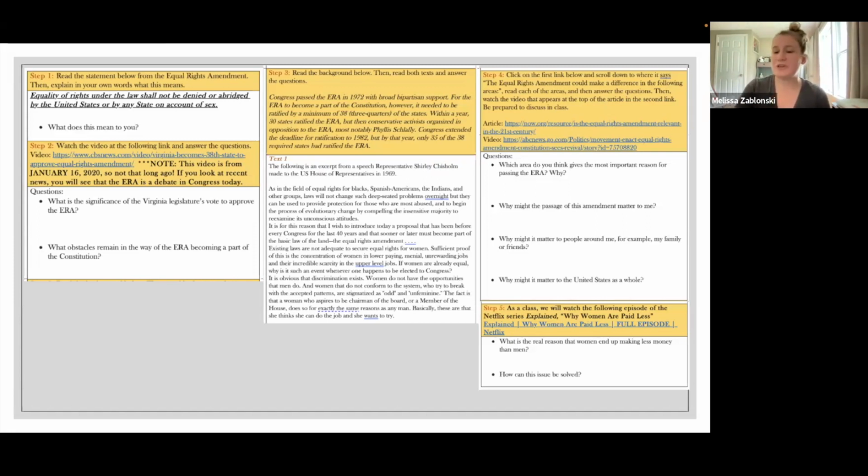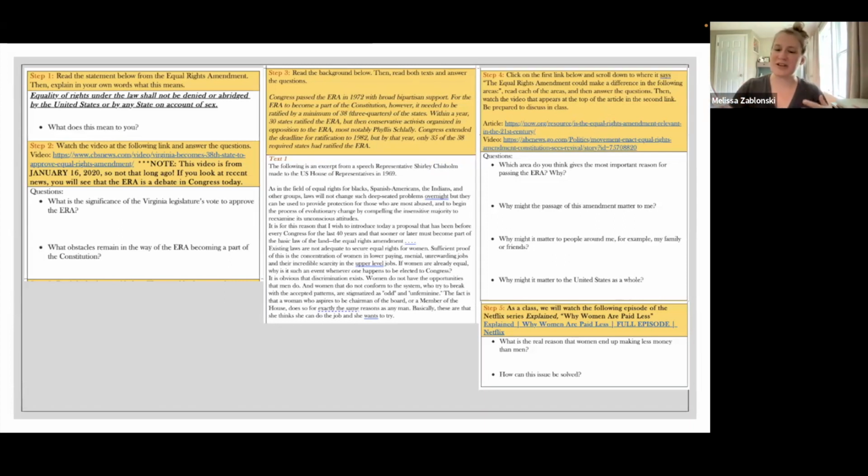And we look at what the real reason is that women end up making less money than men. And the video does a really, really great job of explaining how once a woman has children, she has to basically put her career on pause while men can continue working and move their way up the ladder.